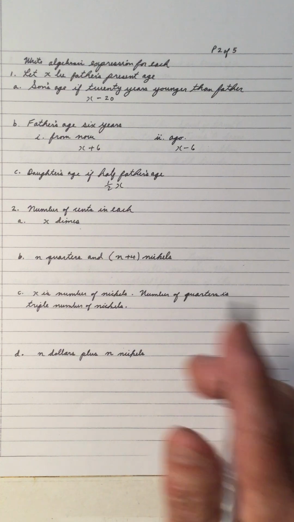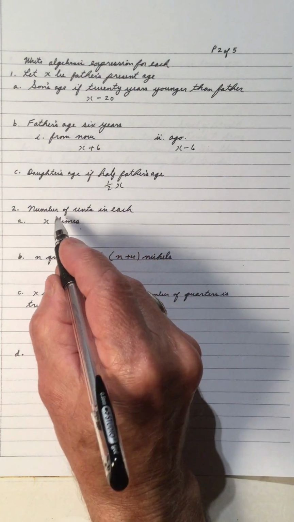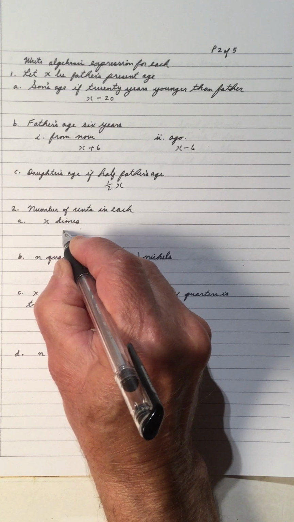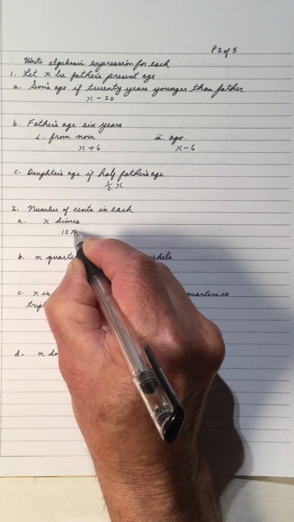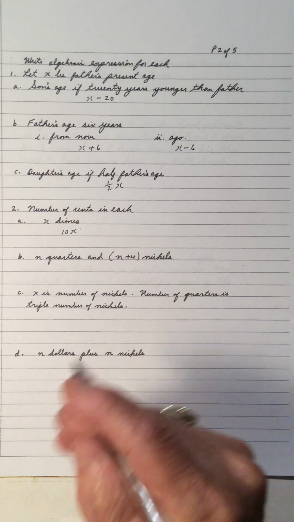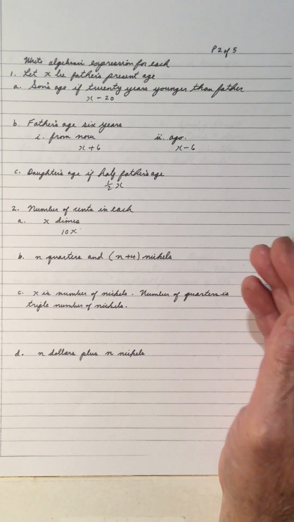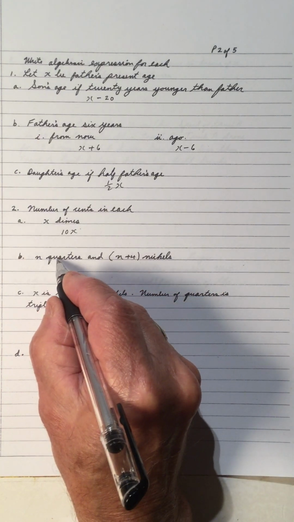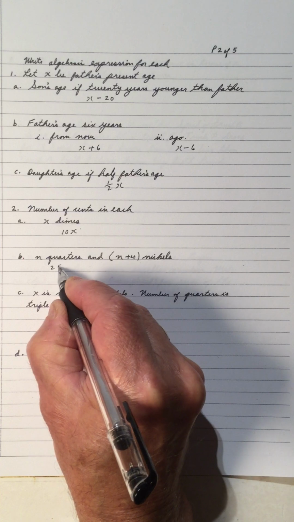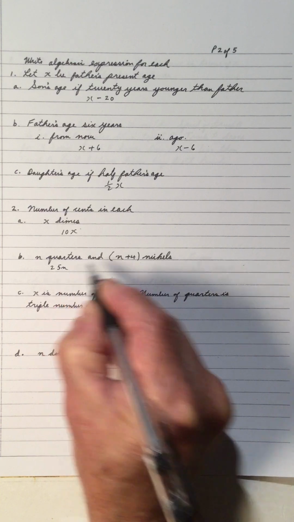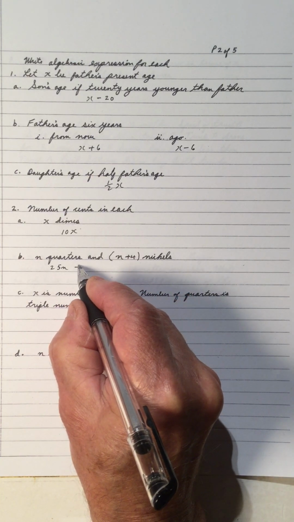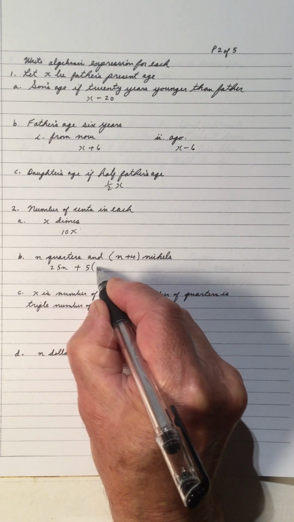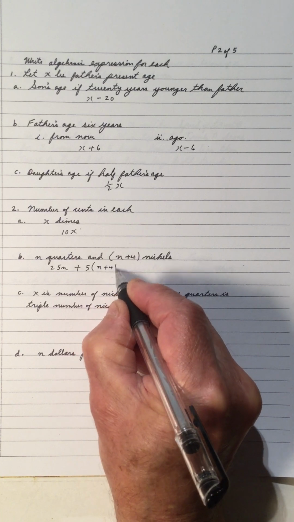Number 2, the number of cents in each. So if you have x dimes, therefore dimes is 10, so you have 10 times x as the number of cents. So if you have 2 times, you have 2 times 10 is 20, so it's 10x. N quarters, so quarters is 25, so that's 25n. And we'll add nickels. So nickels is 5 cents, so it's 5 times the number of nickels.